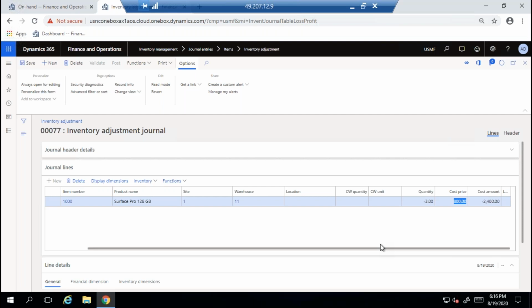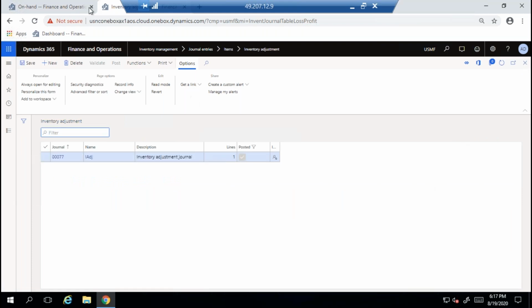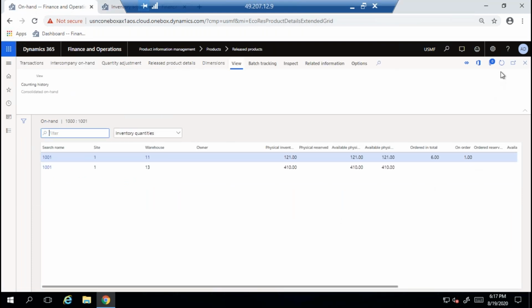Like in real time, who is the real person in the company who is doing this? Okay. This will be done by the stores clerk or stores in charge. Okay, fine. So it was posted. Now if I verify, refresh, it will be 118.